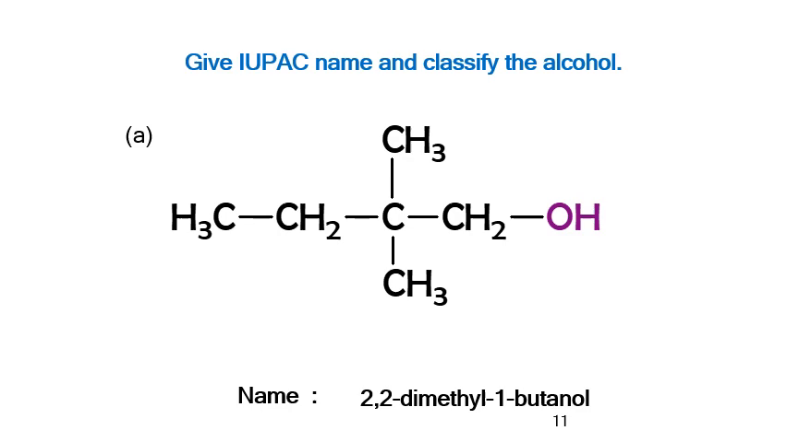Look at the example. Give the IUPAC name and classify the alcohol. The name of this compound is 2,2-dimethyl-1-butanol. And how to determine the class? The class of this compound is determined by the carbon bearing the OH group. This is the carbon bearing the OH group, and you can see that this carbon has one other carbon attached to it. So the class is primary.